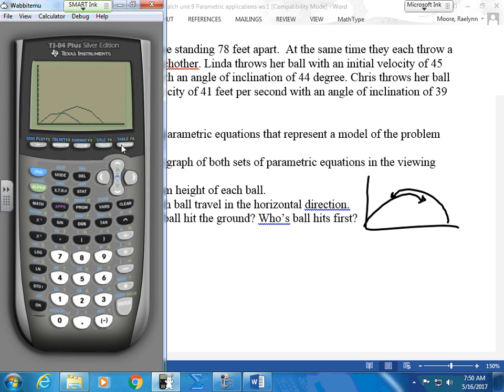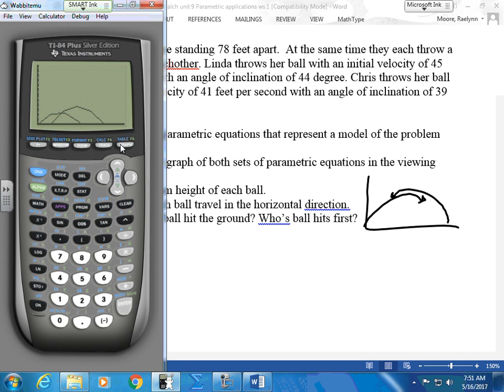There goes Linda throwing. There goes Chris throwing. Is that where I wanted them to be? Did either one of them reach each other? No, neither one of them reached each other. But did you see Linda throw and then Chris throw? Want to see them throw at the same time? Mode. Just hang on 1 second. Just come to simultaneous and hit simultaneous. Watch. They're throwing at the same time.